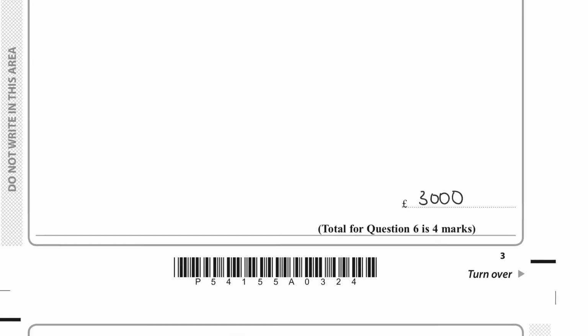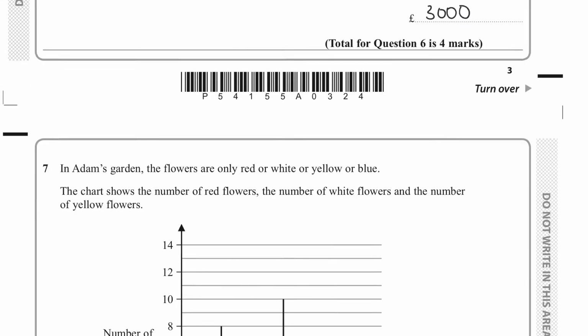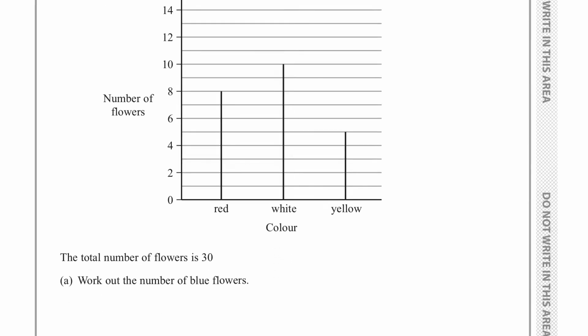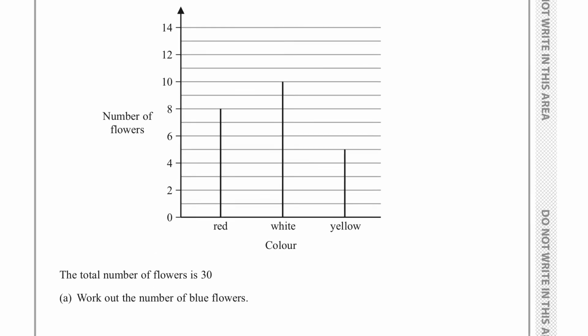So moving on to the next question. It says in Adam's garden, the flowers are only red or white or yellow or blue. The chart shows the number of red flowers, the number of yellow flowers, and the number of white flowers. Here's the chart. It says the total number of flowers is 30, and work out the number of blue flowers.